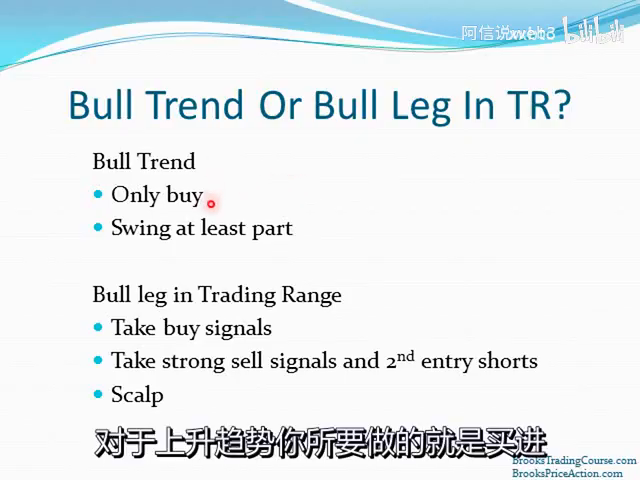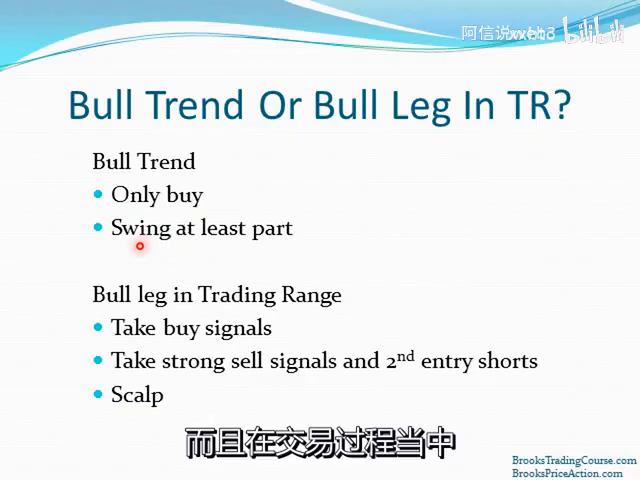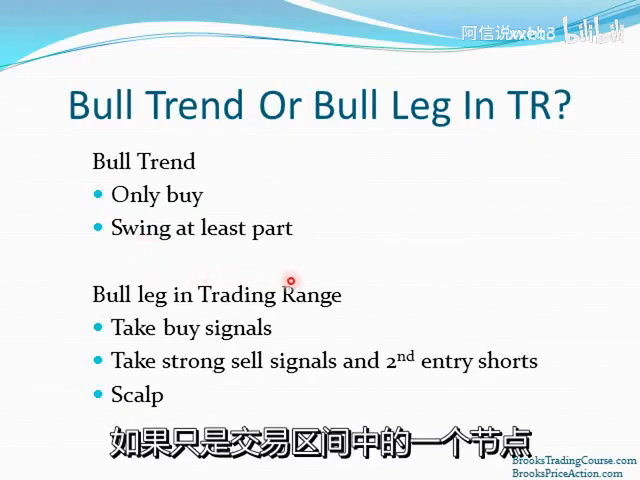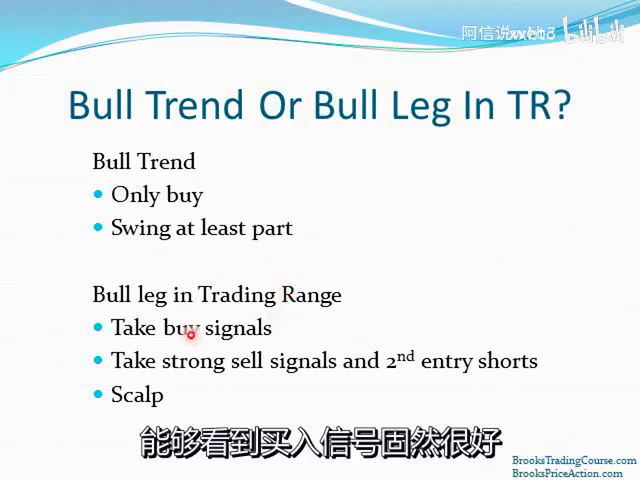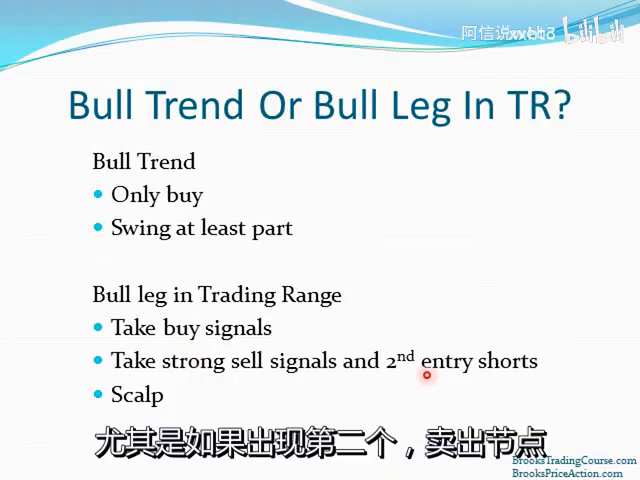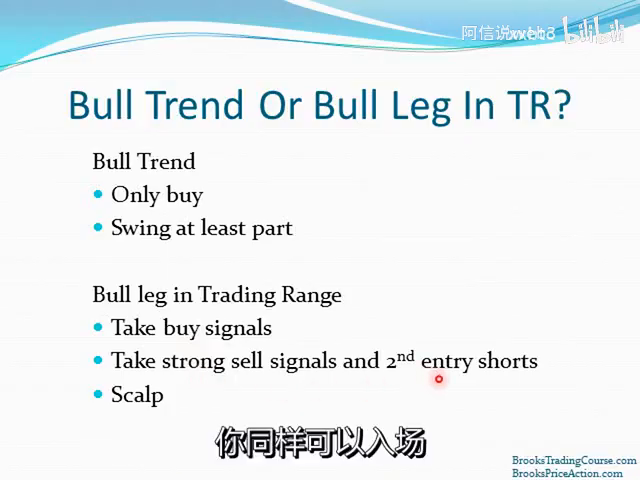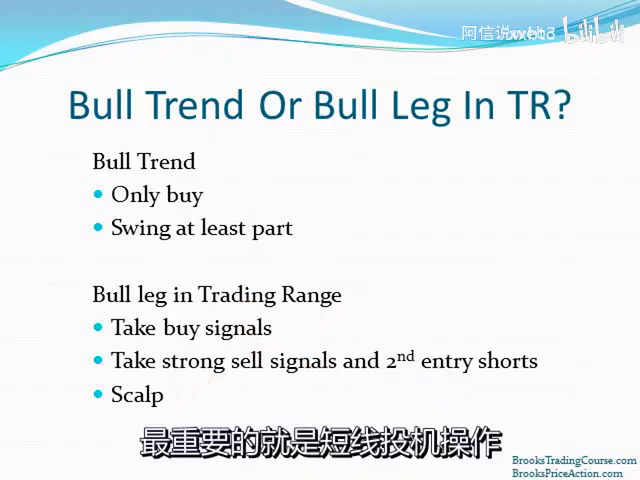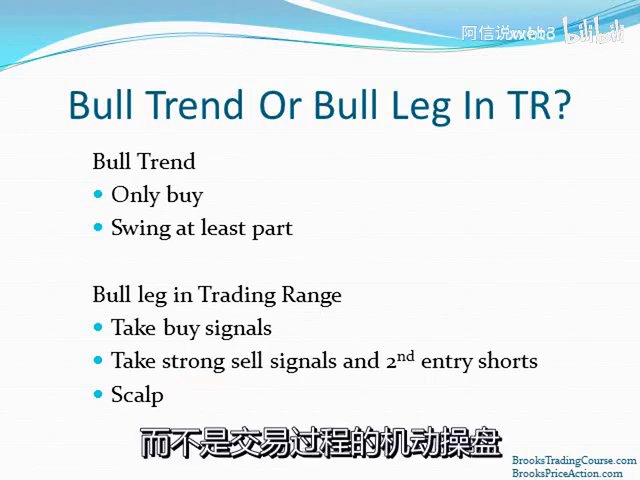In a bull trend, you're only looking to buy, and you should be swinging at least part of your trade. If it's a bull leg within a trading range, it's good to take the buy signals. However, if there are strong sell signals, especially if there are second entry shorts, you can take those as well. And within a trading range, in general, the focus should be on scalping instead of swinging.